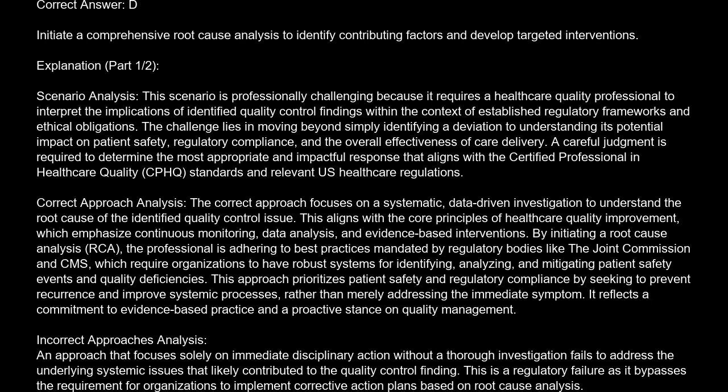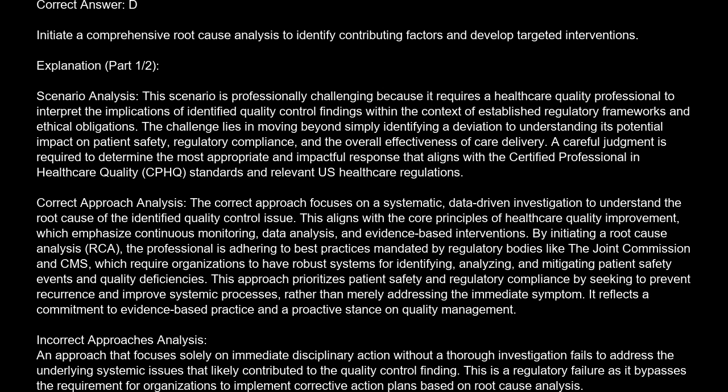The correct answer is D. Initiate a comprehensive root cause analysis to identify contributing factors and develop targeted interventions. Explanation. Scenario analysis. This scenario is professionally challenging because it requires a healthcare quality professional to interpret the implications of identified quality control findings within the context of established regulatory frameworks and ethical obligations. The challenge lies in moving beyond simply identifying a deviation to understanding its potential impact on patient safety, regulatory compliance, and the overall effectiveness of care delivery.